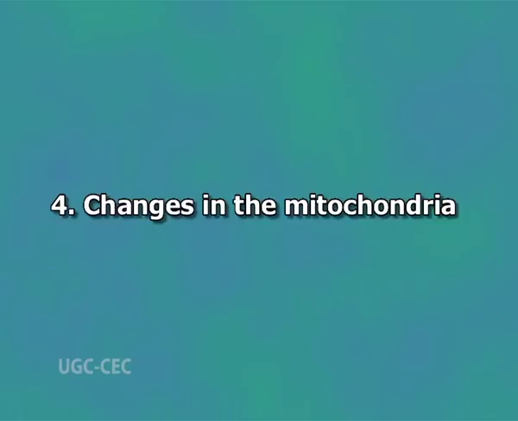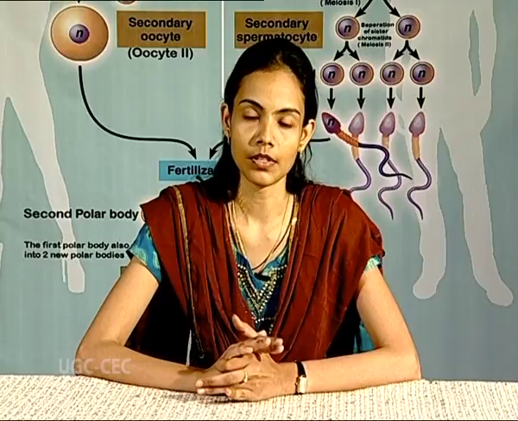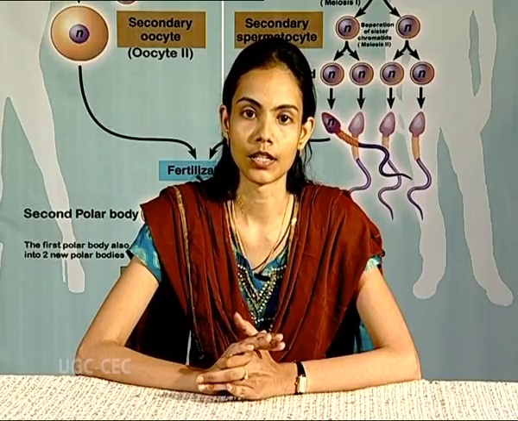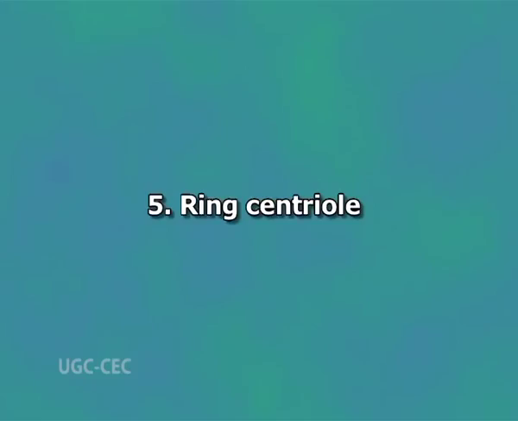Changes in the mitochondria. The mitochondria of the spermatid join in one continuous body, which becomes twisted spirally around the axial filament and distal centriole. In other animals, particularly in mammals, a condensed layer called manchette in sperm is confined to the periphery of the middle piece of the sperm.